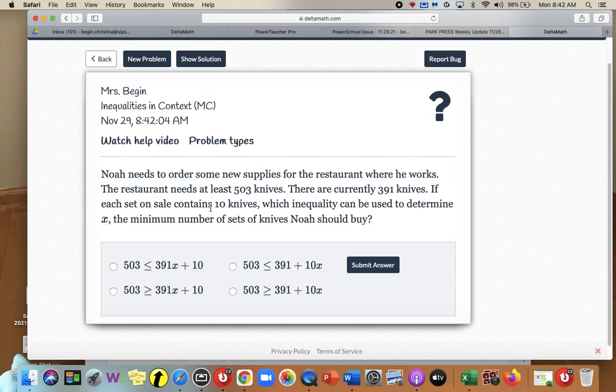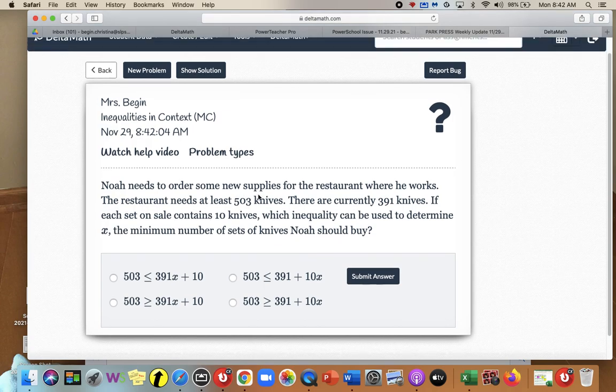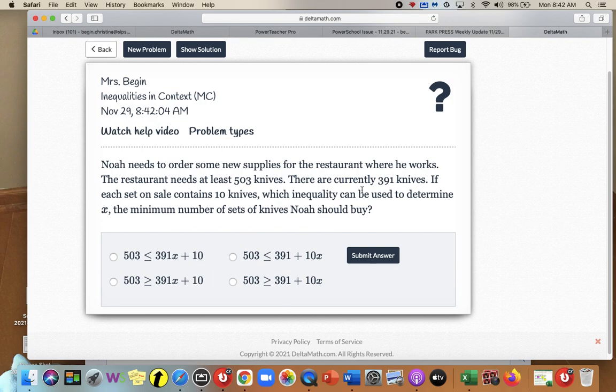Noah needs to order some new supplies for the restaurant where he works. The restaurant needs at least 503 knives. There are currently 391 knives. If each set on sale contains 10 knives, which inequality can be used to determine the number of sets of knives that Noah should buy? Okay, so this one we see the 503, and we need at least that many. So we're looking at either the first one or the second one, because what we're spending, or getting, is at least that amount. Okay, so it's between these two.